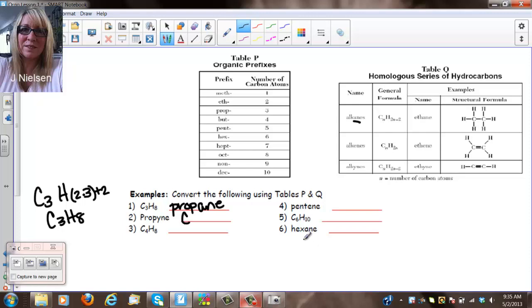Okay, propyne. Prop, we know it's going to be C3. Now we don't know how many H's it's supposed to have. So we go to the general formula for alkynes, which is CnH2n minus 2, and we plug in what we have. C3, H, 2 times 3 minus 2. So 2 times 3 is 6, minus 2 is 4. So the formula would be C3H4. Next, C4H8.